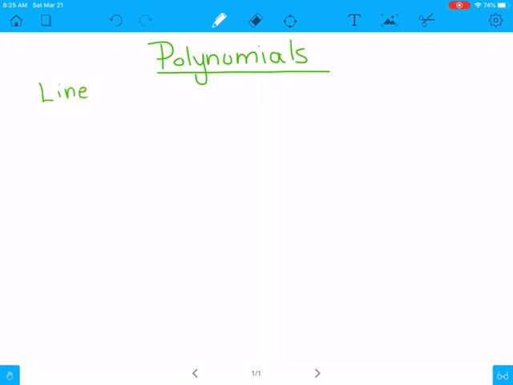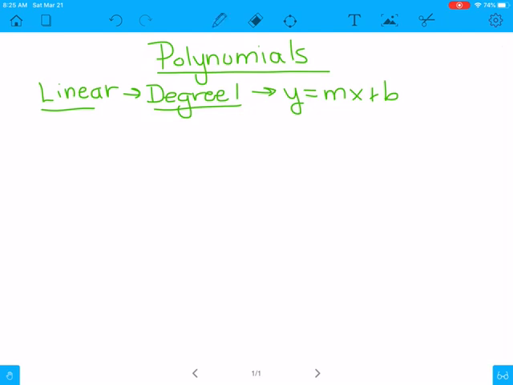Okay, the first thing we're going to start off with are polynomials. And the first thing we're going to look at are linear, which are degree 1. And they're in the form y equals mx plus b. And they're called degree 1 because the exponent on x is a 1.